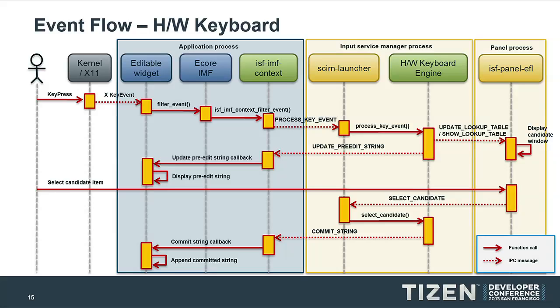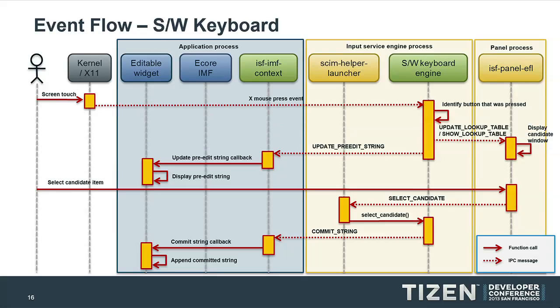a panel to just display a candidate window, or just send a message back to the application to update the current preedit string. And if the user selects one of the candidate items in a candidate window, the selection will be just delivered to the hardware keyboard engine, and the hardware keyboard engine can then commit a string. Here, in this case, it just commits a string, or it can also update the preedit string or something like that. And the application process is responsible for displaying the preedit string or appending the committed string into its editable widget.